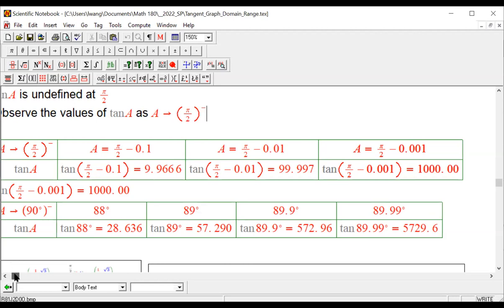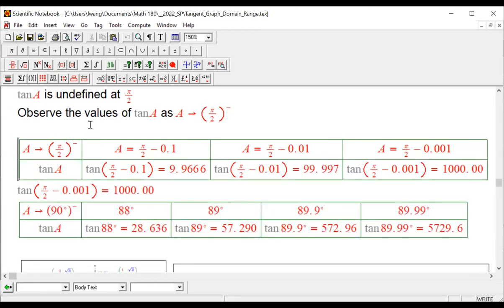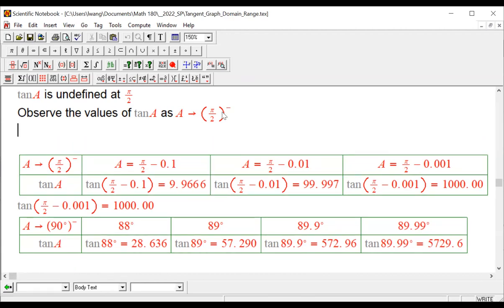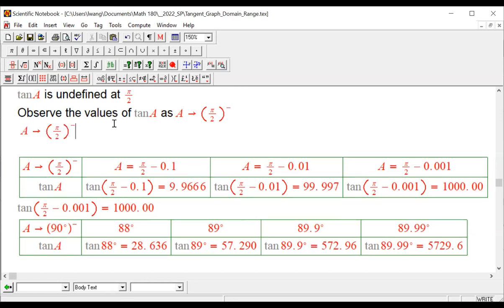What we found is that, so we can say as the angle approaches pi over 2 from smaller than pi over 2, tangent of A is approaching positive infinity. If you'd like to put a positive sign, it's optional.